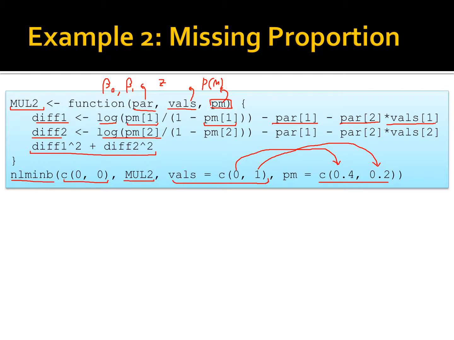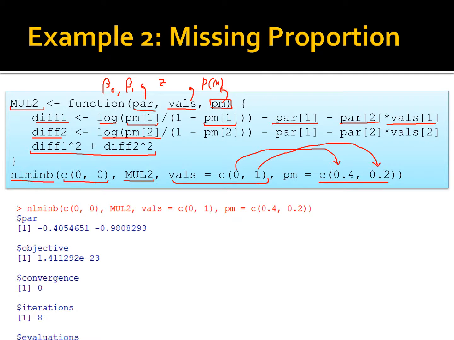When I ran the function I got this. Beta 0, the intercept, is negative 0.4, and beta 1, the slope, equals negative 0.98, and the objective is very close to 0, which is good. So we know that if beta 0 equals negative 0.4 and beta 1 equals negative 0.98, we get our desired result.